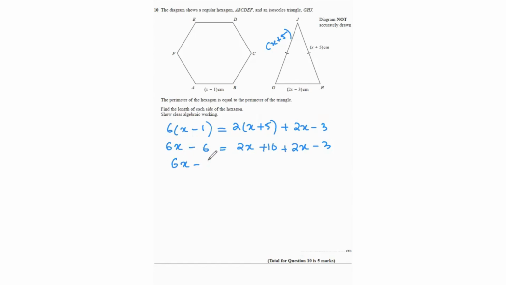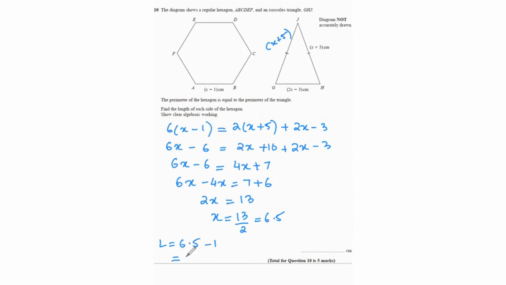Collect the like terms on each side. So that's 4x plus 7. So 6x minus 4x equals 7 plus 6, which is 2x equals 13. x is 13 over 2, which is 6.5. To find the length of each side of the hexagon, it's going to be 6.5 minus 1, which is 5.5 centimeters. That is your answer.